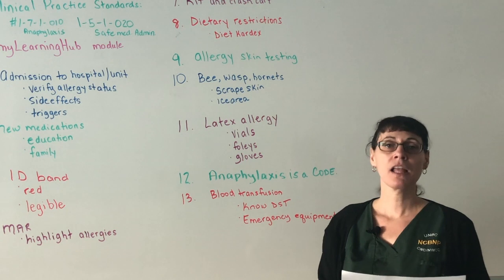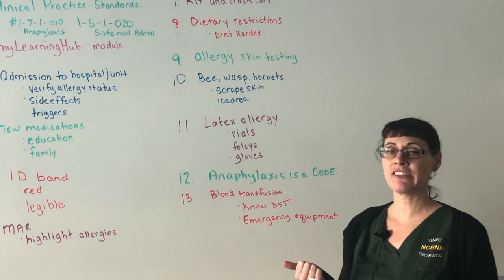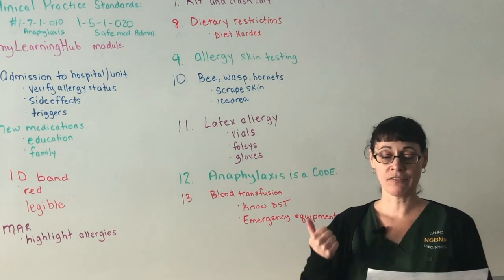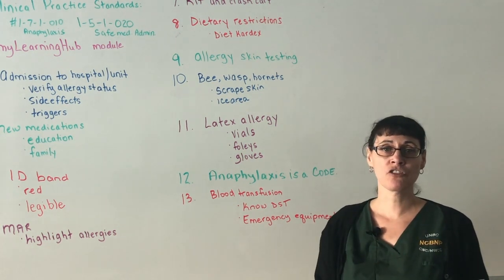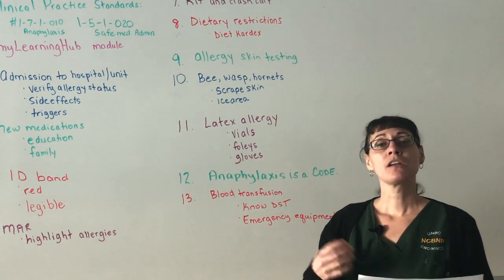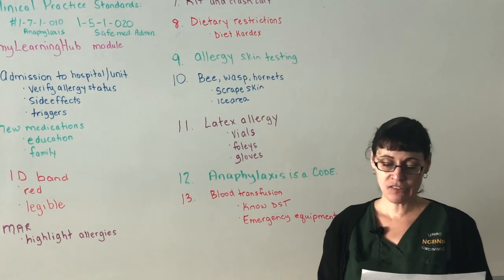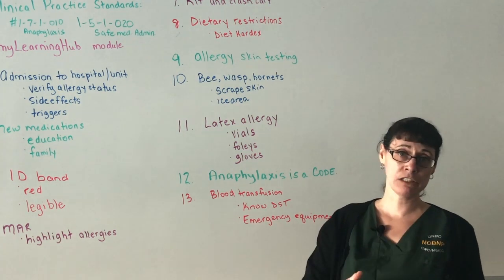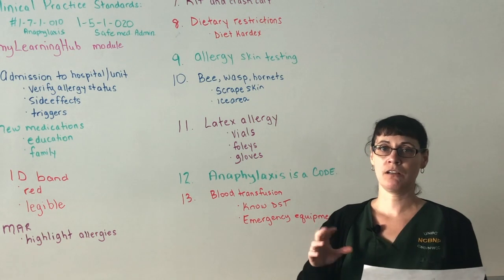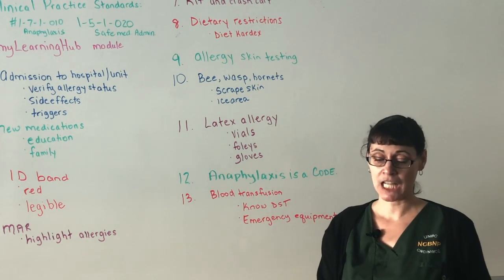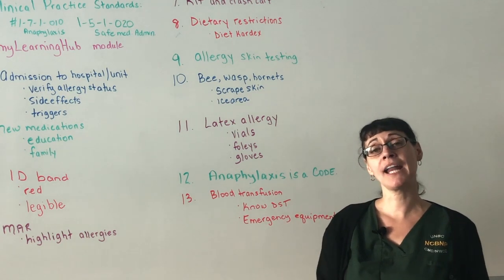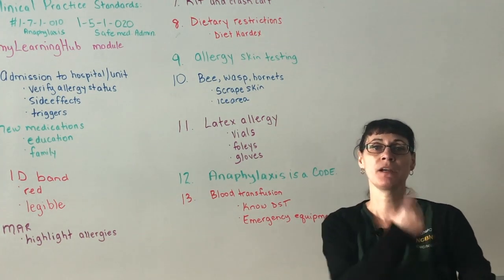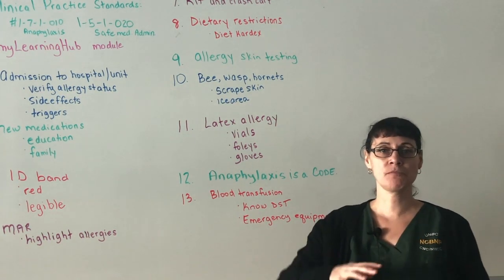Number 11, latex allergies. So we can find latex on the rubber vials of insulin, ampules, Foley catheters. We want to make sure they're no latex. Use non-latex gloves, and if patients are using condoms or diaphragms, make sure they don't have any latex in them. As well as blood pressure cuffs. If someone might have latex, you might want to just wrap a cloth around it just to protect the skin.